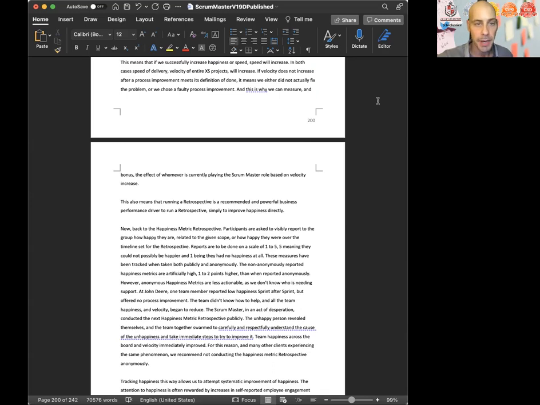And this is why we can measure, and bonus, the effect of whomever is currently playing the Scrum Master role based on velocity increase. This point is super important. The reason we would pay someone's salary to be a Scrum Master is because our next delivery should be faster, and our next delivery, and every delivery sustainably after that. And the reason that's a reasonable expectation is because of research like Harvard's saying, if employee morale goes up and stays up in a healthy, sustainable way, speed of delivery and quality also increase.